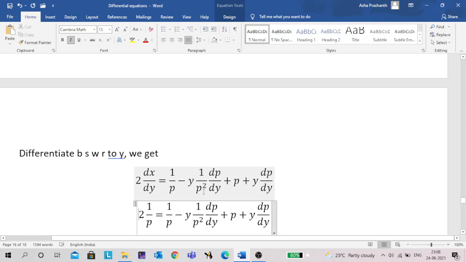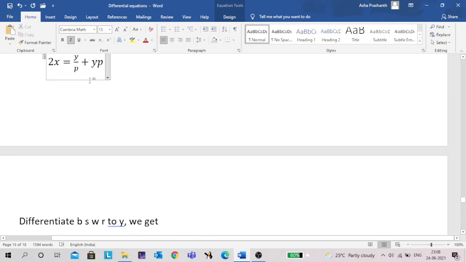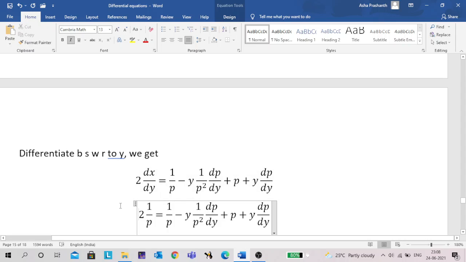Minus 1 by p square into dp by dy. Okay, this one. Next, here also you can apply the product rule. Y, the differentiation of p is dp by dy plus p into the differentiation of y is 1. Okay, so this is the equation we got. Clear? P into differentiation of y is 1 plus y into the differentiation of p is dp by dy.